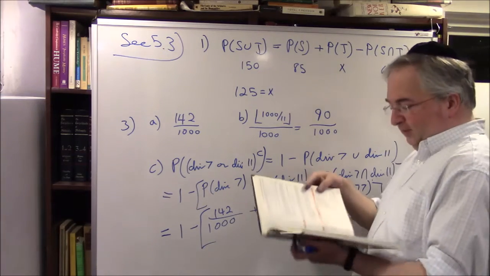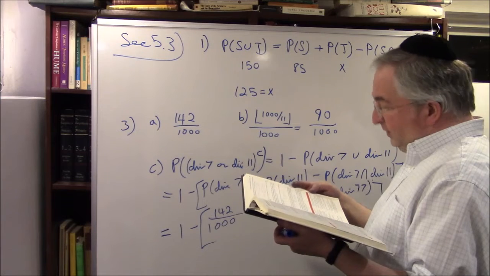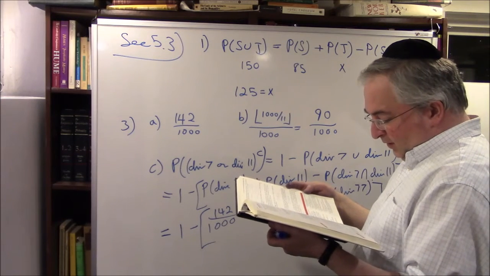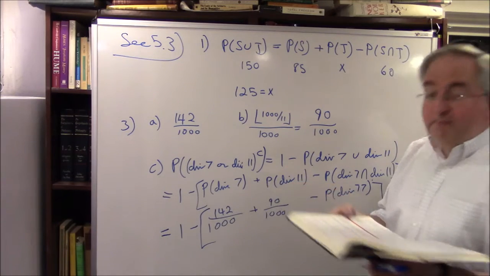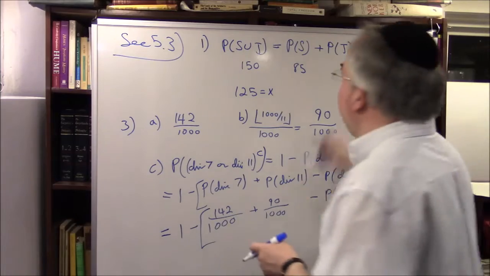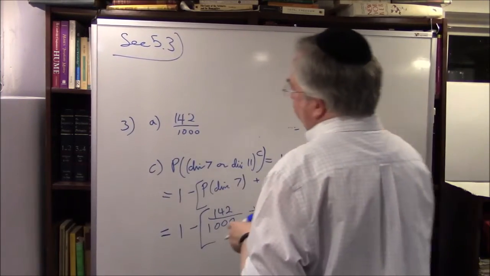Last one, we didn't finish it. Number D, 3D. Divisible by 7 or 11, but not both. So we didn't have this yet, but let's do it.